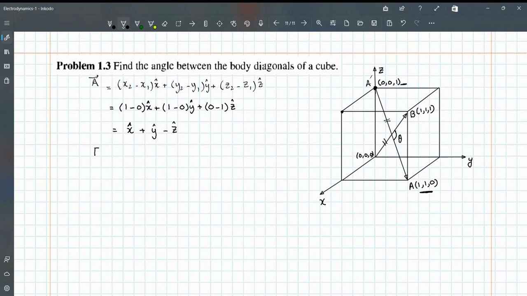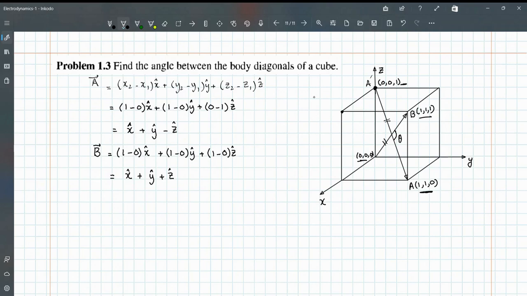Similarly, for vector B, my x2, y2 and z2 are 1 1 1, and my x1, y1 and z1 are 0 0 0. So I write 1 minus 0 x unit vector plus 1 minus 0 y unit vector plus 1 minus 0 z unit vector. So I get the x unit vector plus y unit vector plus z unit vector. Now I have these two vectors.